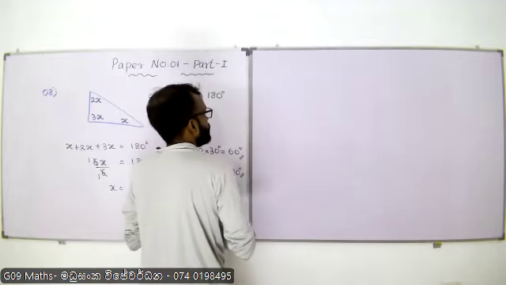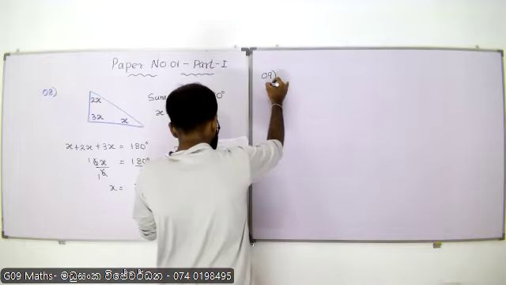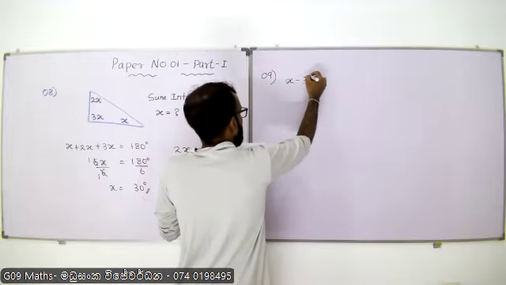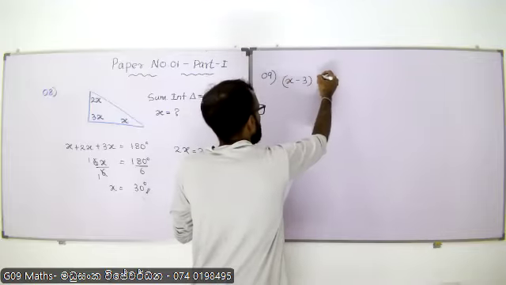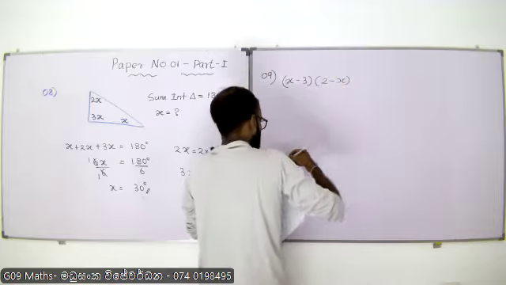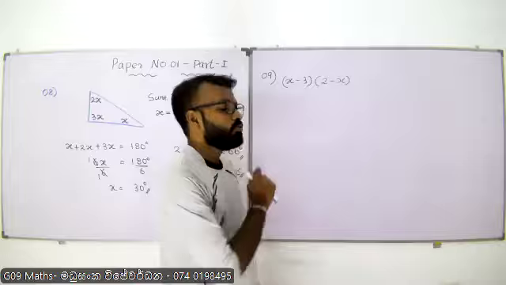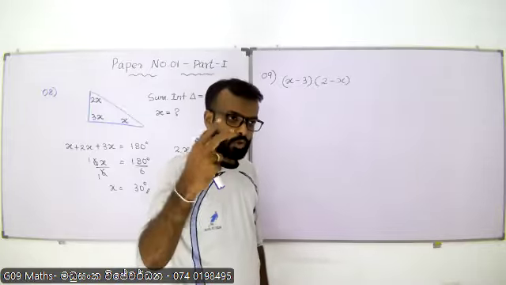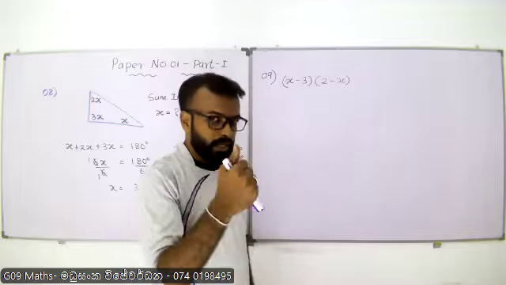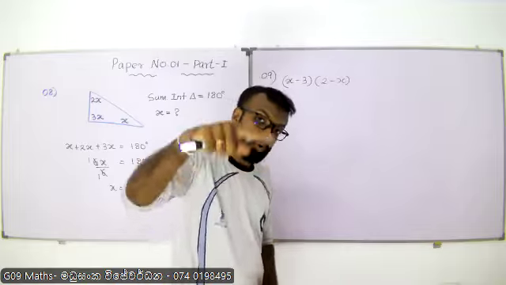Expansion. x minus 3, 2 minus x. Now, you know how to remove the brackets. There are several ways to do this. I would do two methods: your familiar method, and an easy way, but it is advanced. You know it already.